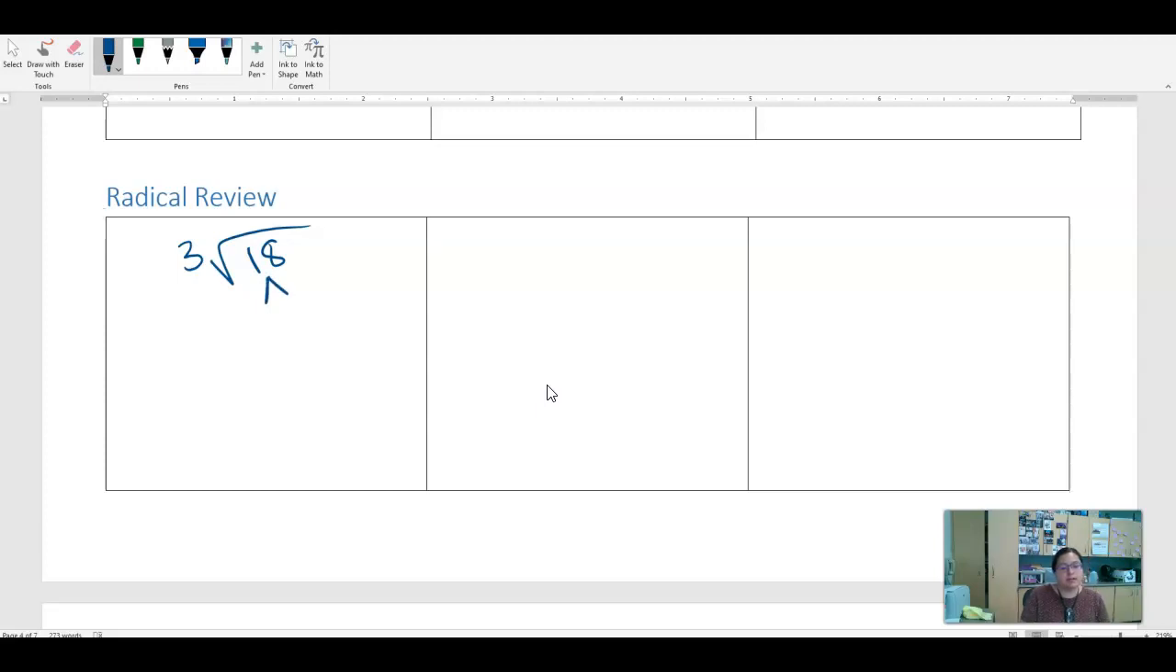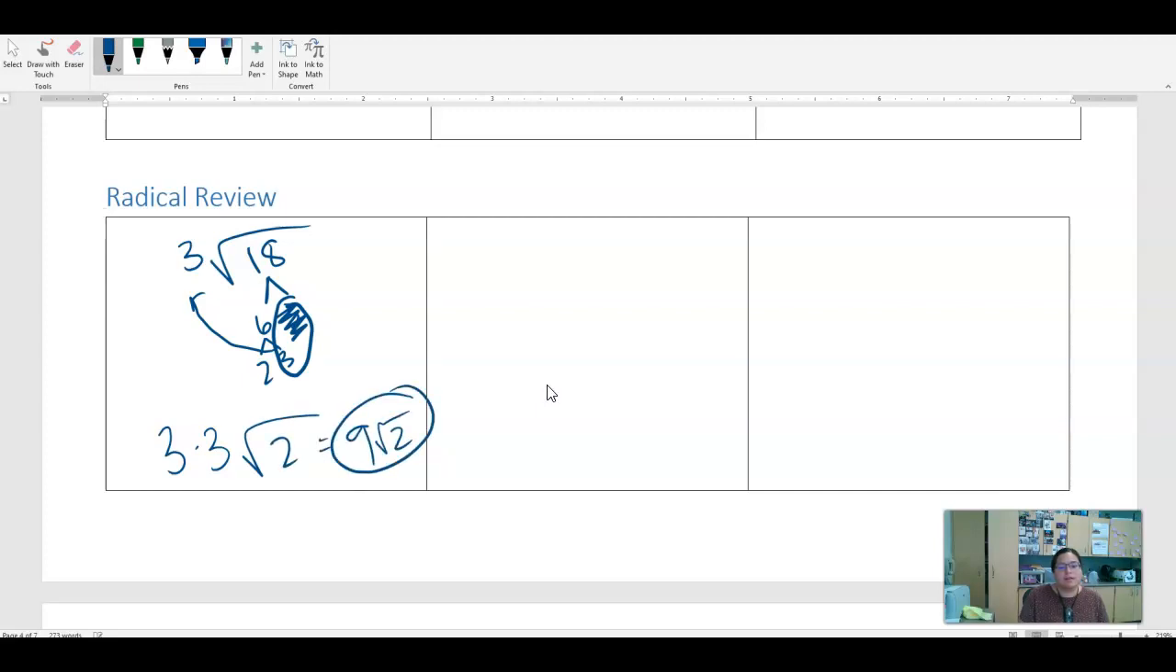So the first thing I do is I break down the 18. 6 and 3 multiply to 18, and 2 and 3 multiply to 6. I put my breakout buddies together. We can't have any snitches, so 1 dies. This 3 is going to come out with the other 3. So I have a 3 times a 3, square roots of 2, which is equal to 9 square roots of 2.